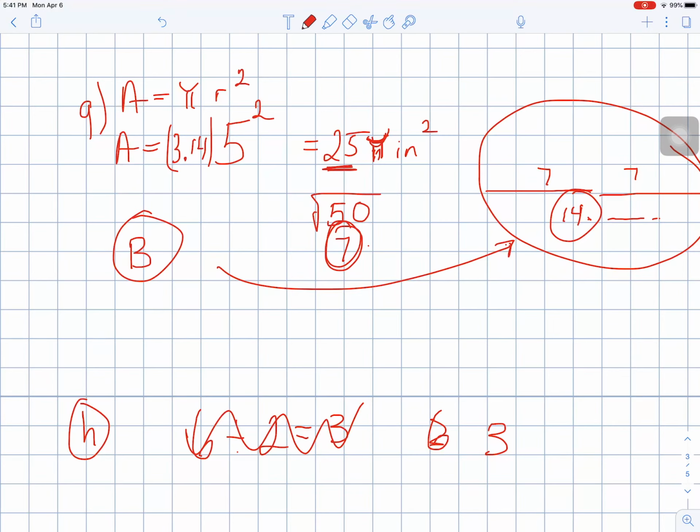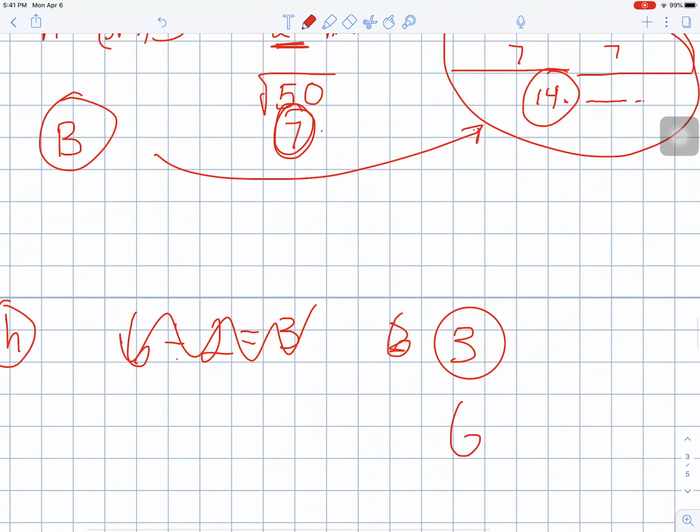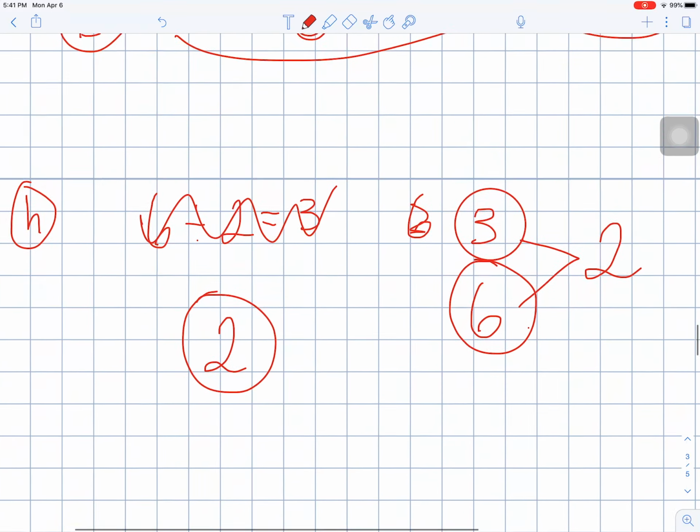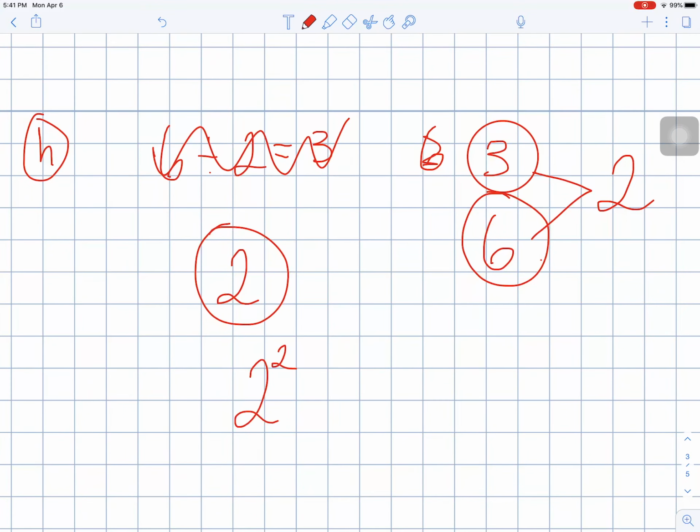Let me pause here for a second. A 6-inch diameter, so the radius is 3, and so the other one will have a radius of 6, right? So our scale factor is 2, which is 6 divided by 3. We're changing by that scale factor of 2. So we know what to do now. Once we have 2, we square it, equals 4.